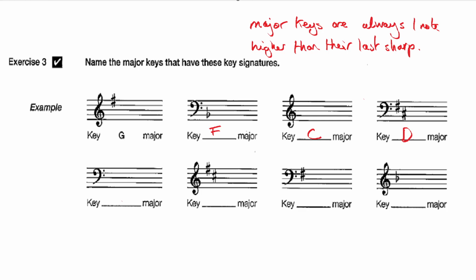Okay. This blank one here in the bass clef is the bass clef version of C major. 2 sharps and C sharp's the last sharp, that's D major. 1 sharp and the last sharp is F sharp, so that would be G major. And for flats, the rule is that the last flat in a flat key is the 4th note.